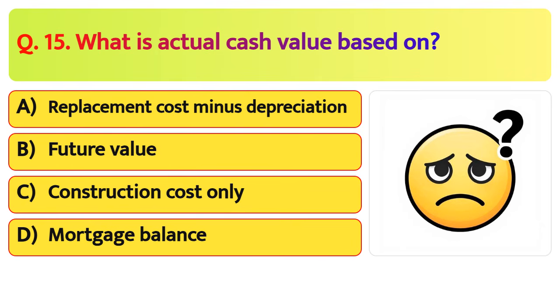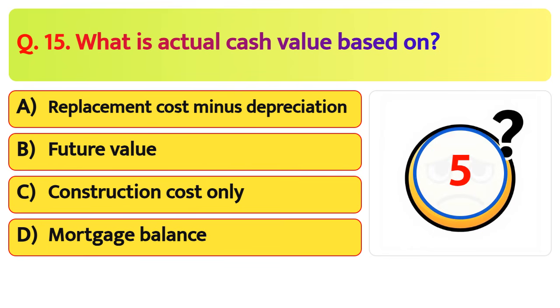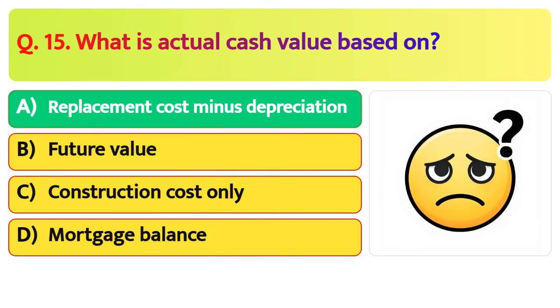Question 15. What is actual cash value based on? Option A. Replacement cost minus depreciation. Option B. Future value. Option C. Construction cost only. Option D. Mortgage balance. Correct option is replacement cost minus depreciation.